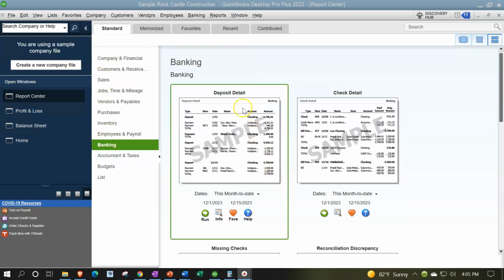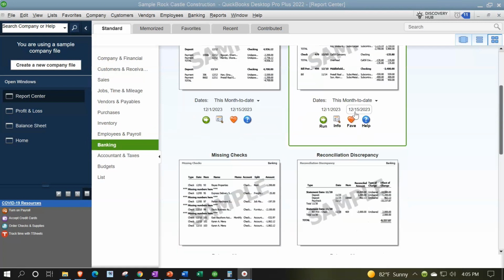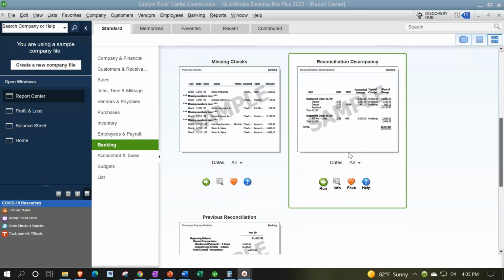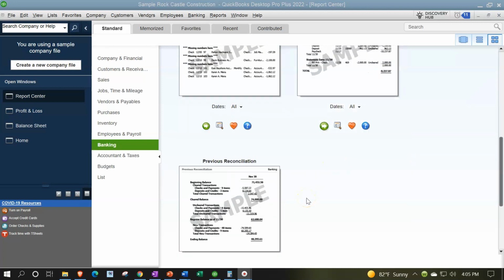What we have here then is the deposit detail, the check detail, the missing checks, the reconciliation discrepancy, and then probably the most important, although the most strange report here, being the previous bank reconciliation. The bank reconciliation is a little bit different than the other reports. Want to point that out here. We'll go into the bank reconciliation process, generating the report in more detail in future presentations.